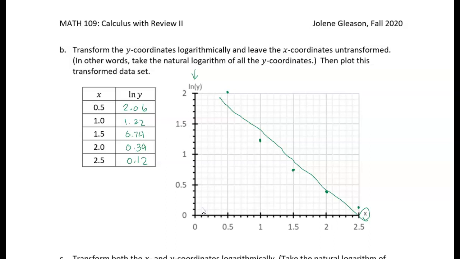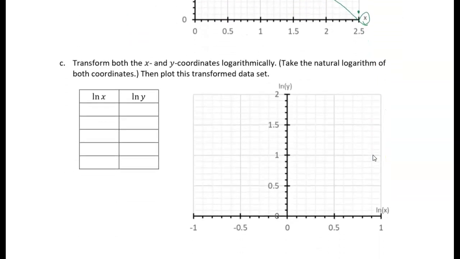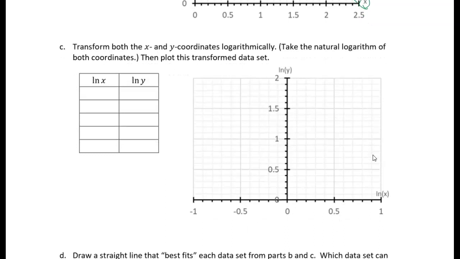All right. So the next step in the process is to transform both the x and y coordinates logarithmically. Now I'm going to take the logarithm of both the x and y values in my original table of data. So that's what I've done. I've taken all the x and y values in my original data table, and I've taken the logarithm of each of the values. Then I went ahead and plotted those as well. Notice now I'm plotting the natural log of y versus the natural log of x. So both scales have been transformed logarithmically.